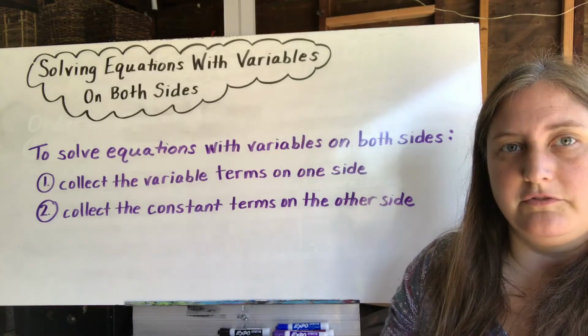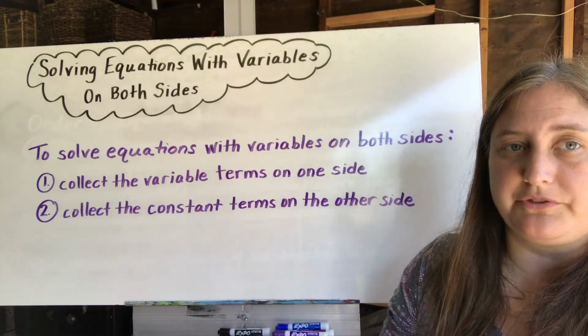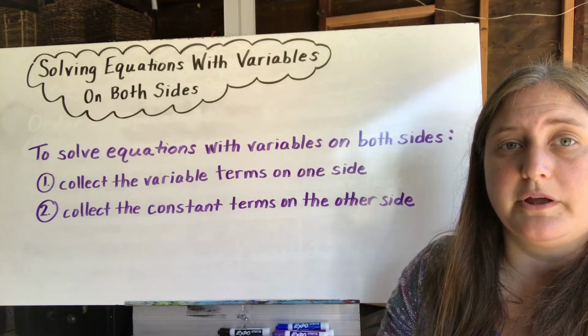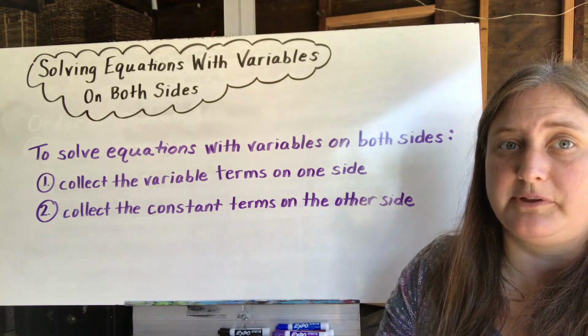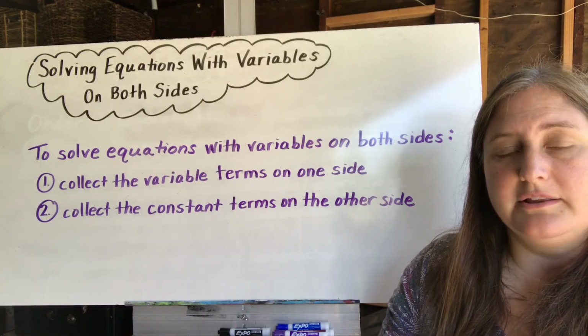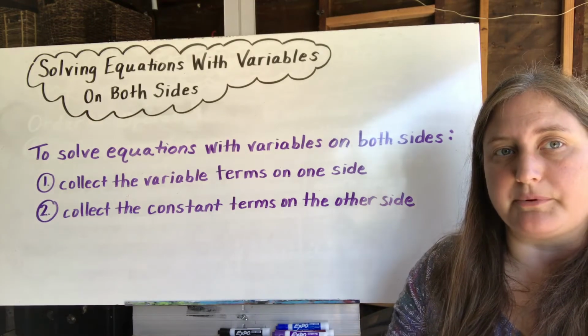So how do we solve equations with variables on both sides? If there are variables on both sides of your equation, what you want to do is collect the variable terms on one side and collect the constant terms on the other side. Let's see how this works by doing some examples.